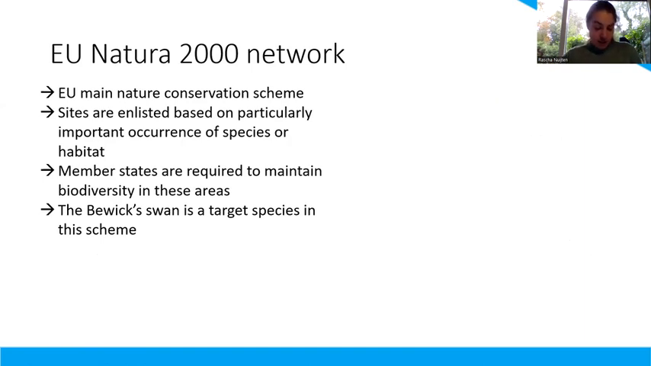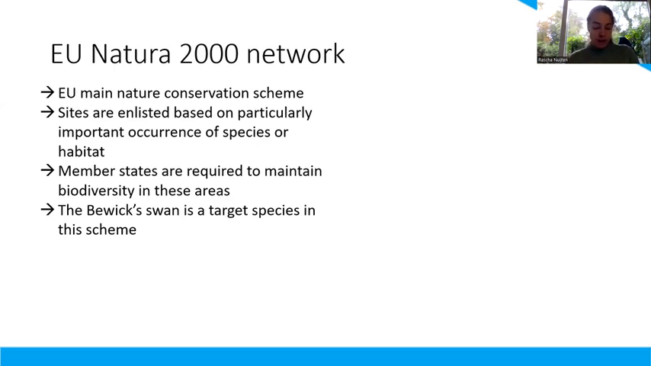Now we arrive at the applied question of this research project. Does the Natura 2000 network of protected sites protect the Bewick's swan population sufficiently? For non-EU citizens, the Natura 2000 network is the EU nature conservation scheme. Throughout Europe, sites are enlisted in the Natura 2000 legislation based on the presence of particularly important flora, fauna, or habitats. This way, the EU aims to protect biodiversity on its grounds.